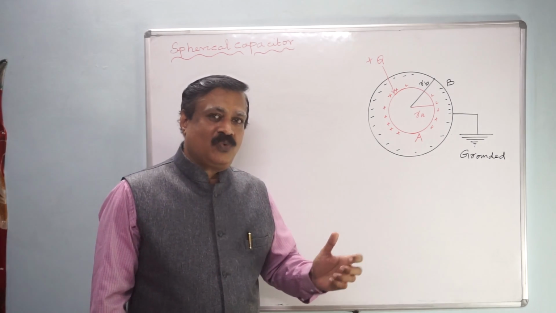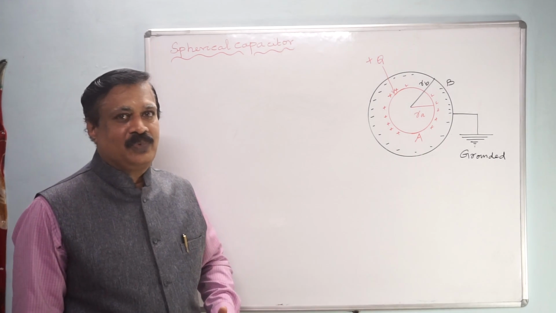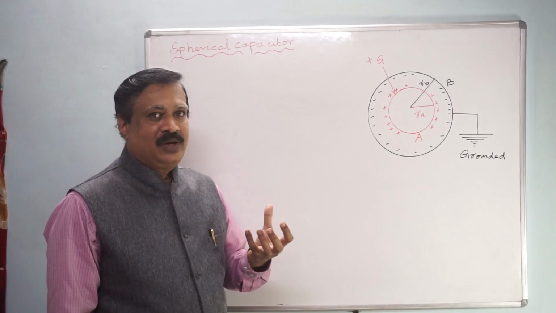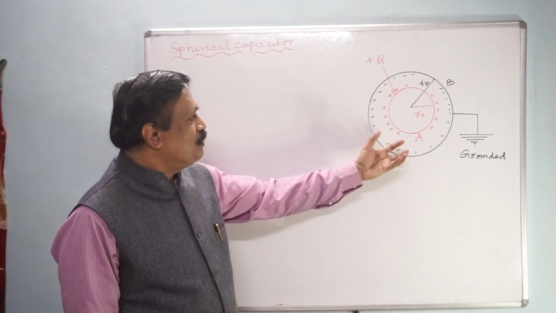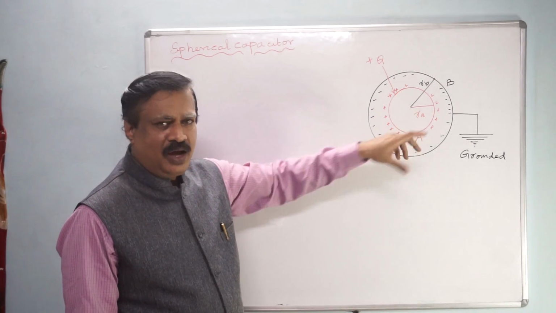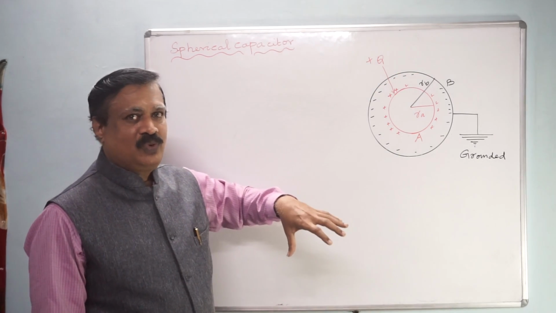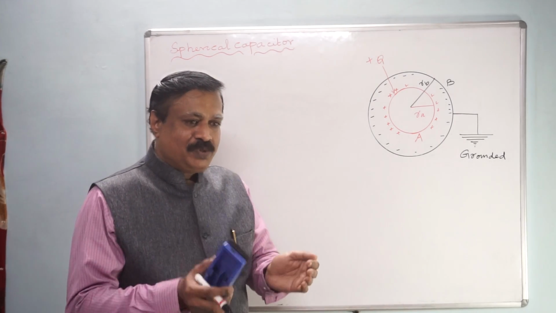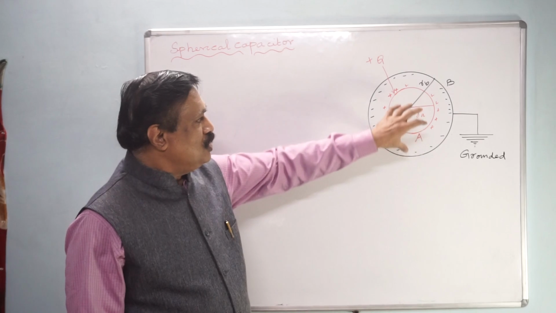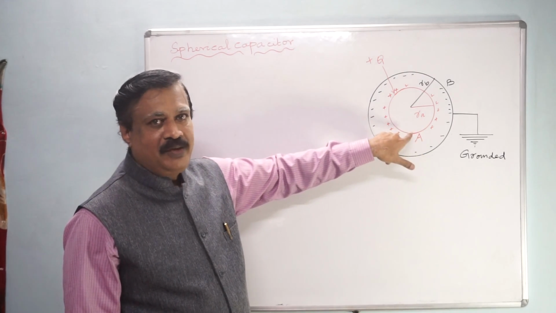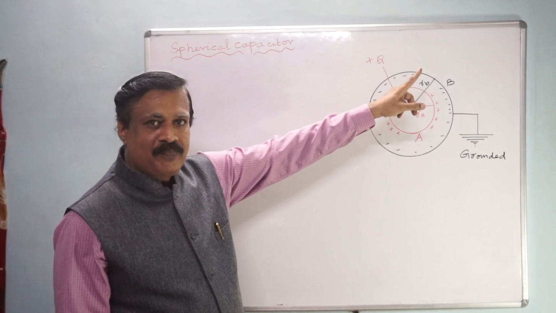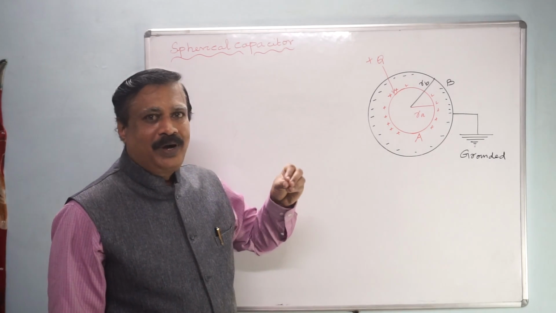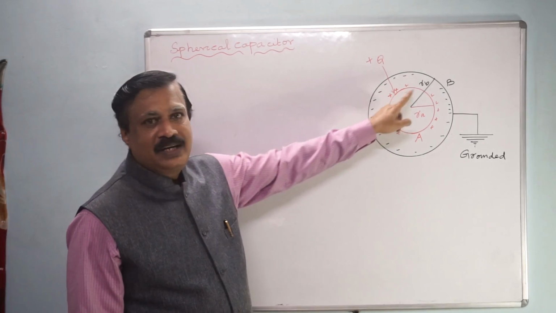In a parallel plate capacitor, one plate is positive and another plate is negative. In a spherical capacitor, we have two hollow spheres, A and B, let us assume. One sphere is small and another sphere is outside, that means one small sphere and outside one big sphere. The small sphere has radius RA and the big sphere has radius RB.